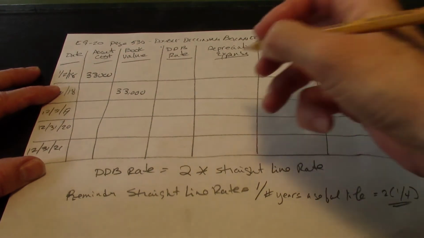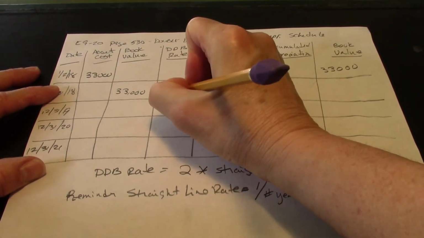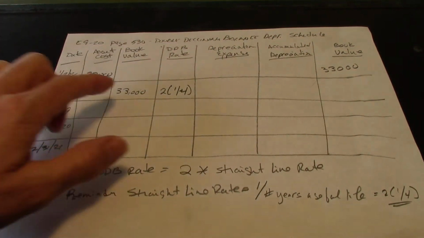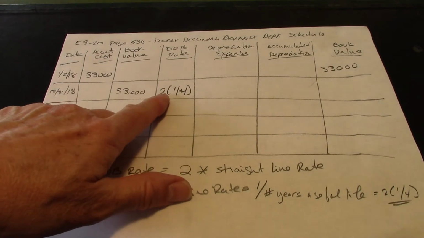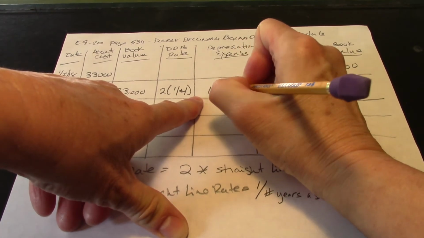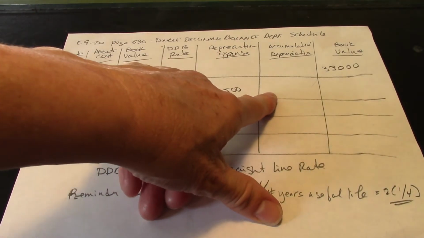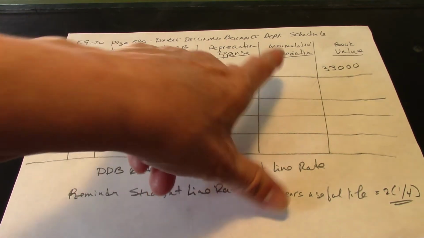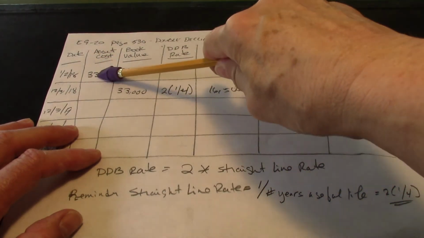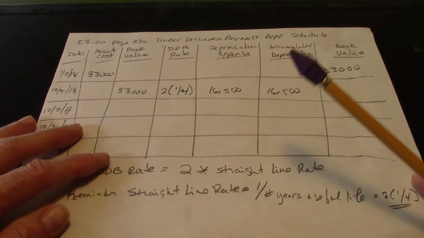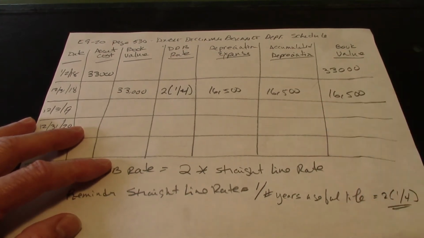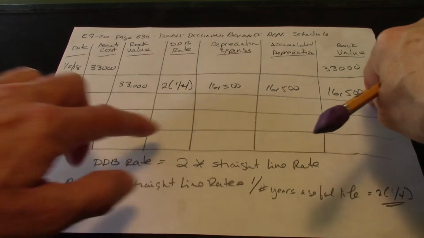All right. And the double declining rate is 2 times the straight line rate, 2 times a quarter, or 1/2, right? So 33,000 times 0.5 is equal to 16,500. And of course we don't have any depreciation to date, so our accumulated is 16,500 and 33,000, right? Asset cost minus accumulated depreciation, 16,500 is equal to 16,500. All right. Now, that's our book value.